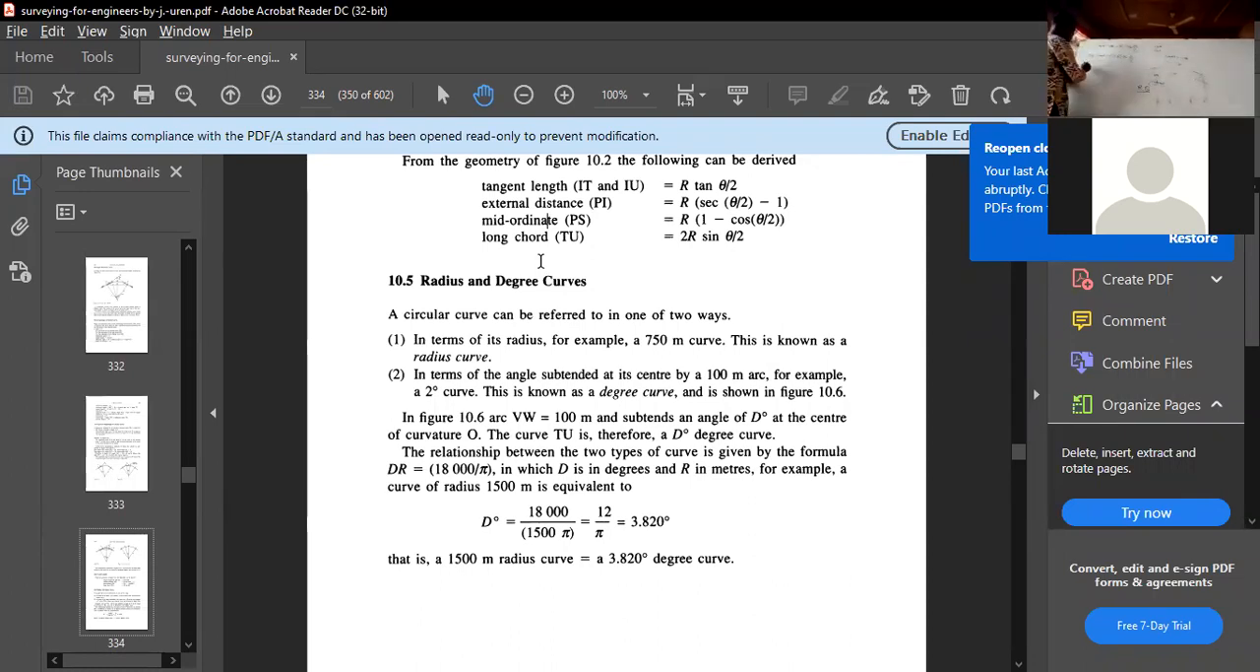Okay, so there's this one: D R cos 18,000 over pi. For a D degree curve, R is the radius, D is in degrees. For a D degree curve, this relationship holds true. This is pi, I hope you remember. This is the radius of the curve in meters, of course.